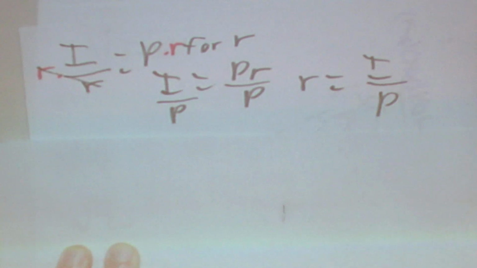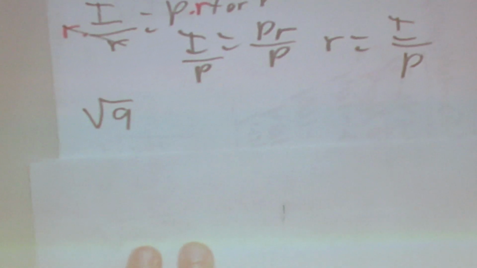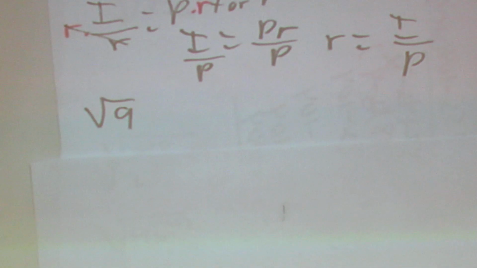The first question in this one is going to be something like I over R equals P, and we have to solve for R. So the first thing we're going to do is multiply both sides by R because we want it in the numerator. So when we do that, these will cancel. We're going to be left with I equals PR, divide both sides by P, and R will equal I over P.